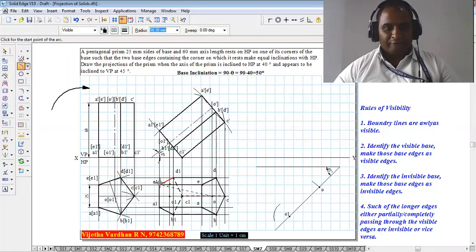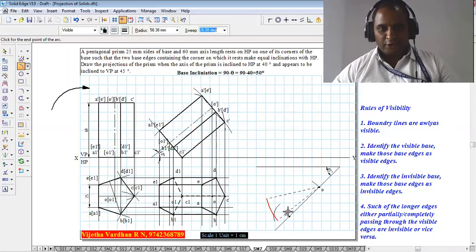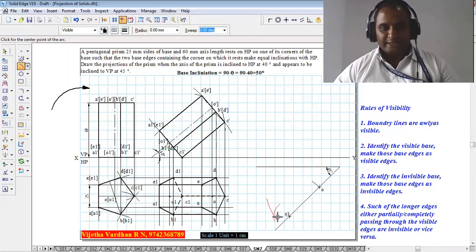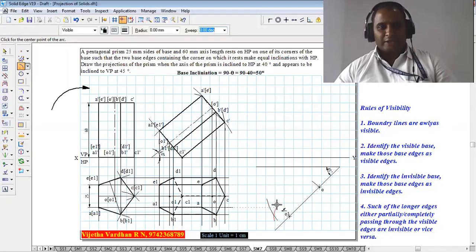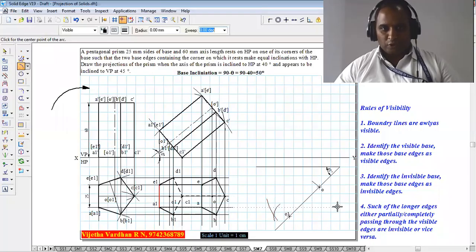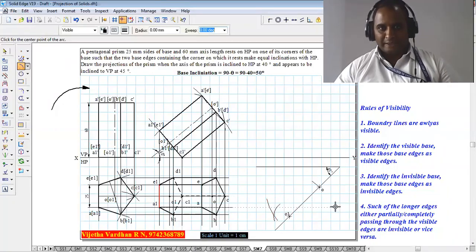Now to get the exact position of E1, again using the same compass, measure the distance from O to E1. After measuring the distance from O to E1, keep the compass at O1 and without changing the radius, draw an arc here. Now the intersection of these two arcs is going to represent the corner E1. In the same fashion, you have to project all the corners over here using the arc method.